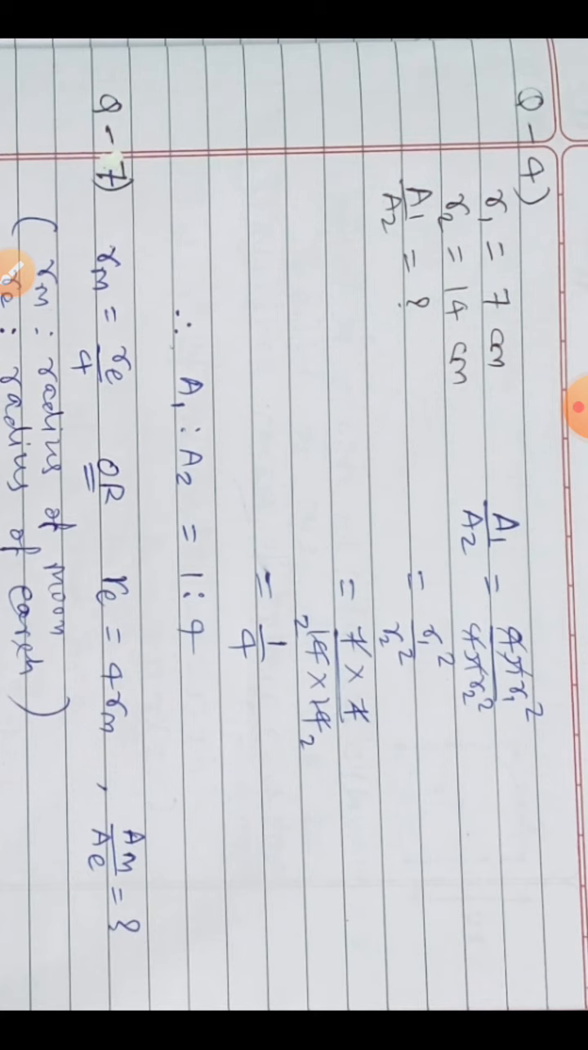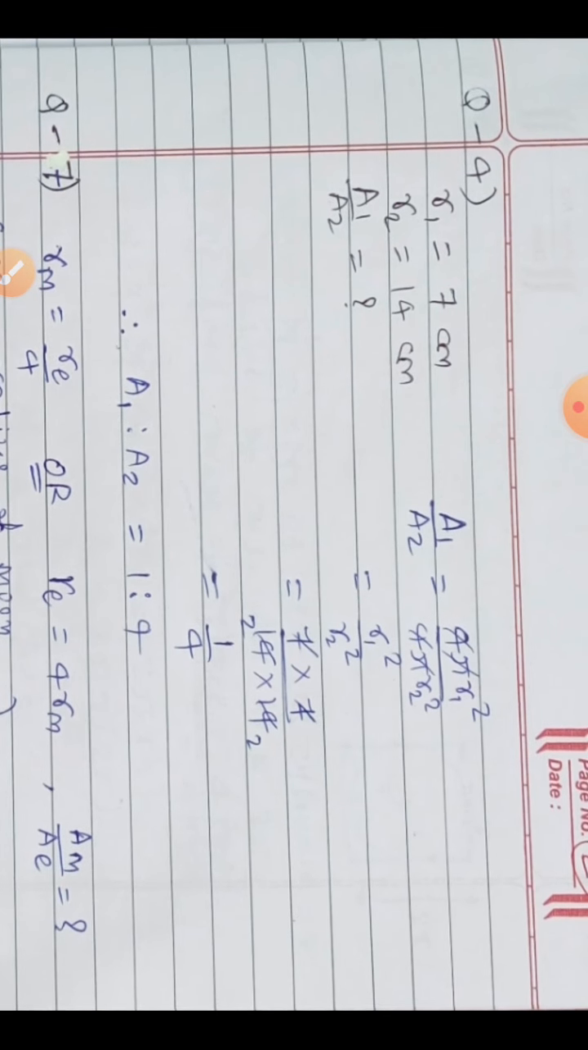Okay, so place both formulas, 4 pi r1 square and 4 pi r2 square. 4 pi cancels, so that becomes very simple. Due to cancellation, the only thing left is r1 square upon r2 square. Now place the values: r1 is 7, r2 is 14. So 7 into 7, 14 into 14. 7 goes into 7 once, and 7 goes into 14 twice, so in the numerator 1 is left, in the denominator 4 is left, so 1 by 4. But the answer should be given in proportion form. So A1 is to A2 equal to 1 is to 4.